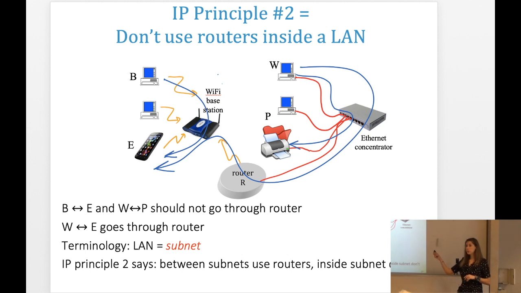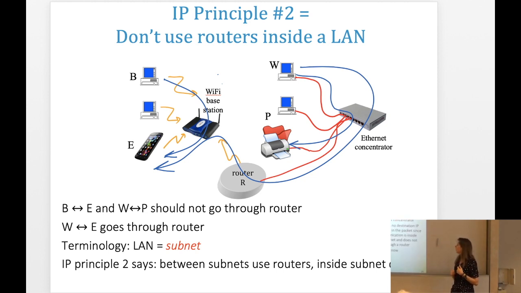So if computer B wants to communicate with the phone E, it can do so by going only through the Wi-Fi base station. So it does not need to go through a routing table or anything. It can just communicate directly. Same if W wants to communicate with the printer. But if W wants to communicate with E, it has to go through the router and use IP. If we don't use IP, there is something else that we will talk about later. It can use only the MAC layer, which is below the network layer, and it does not need to use all this IP thinking.